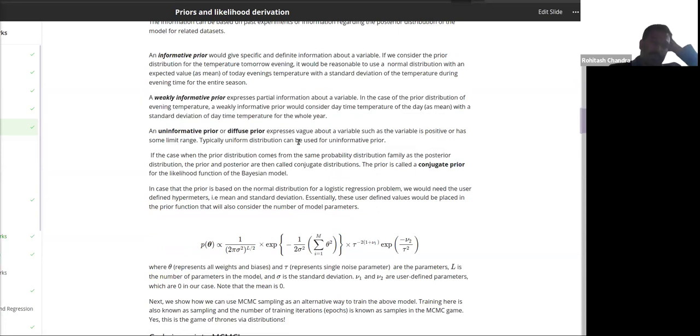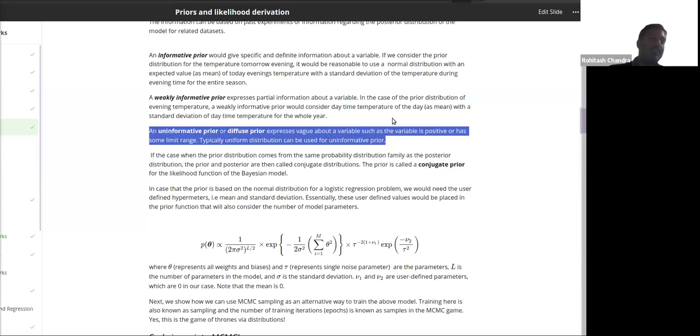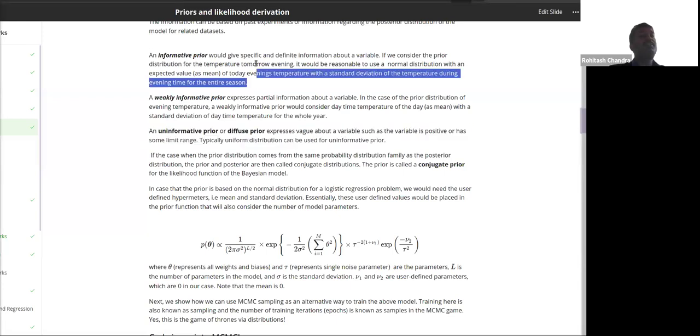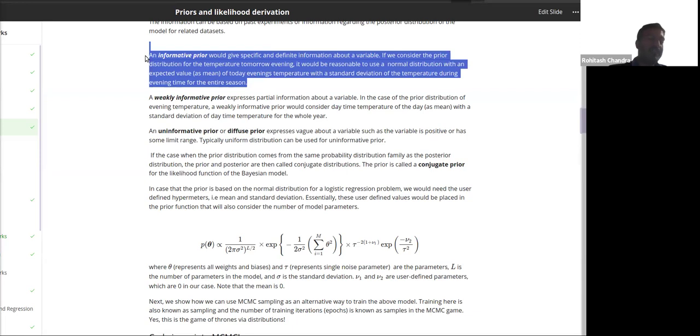An uninformative prior or diffuse prior expresses vague information about a variable, such as the variable is positive or has some limited range. Typically, uniform distributions are used as uninformative priors, and a Gaussian distribution can be used as an informative prior.